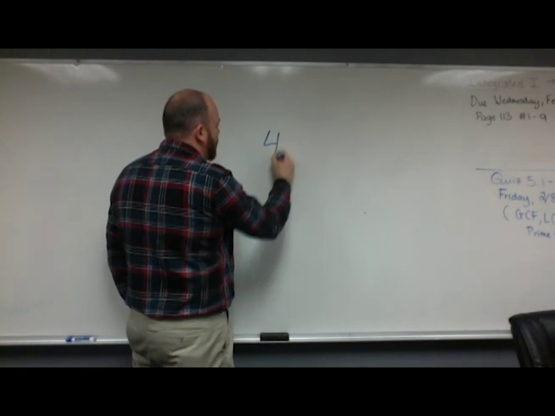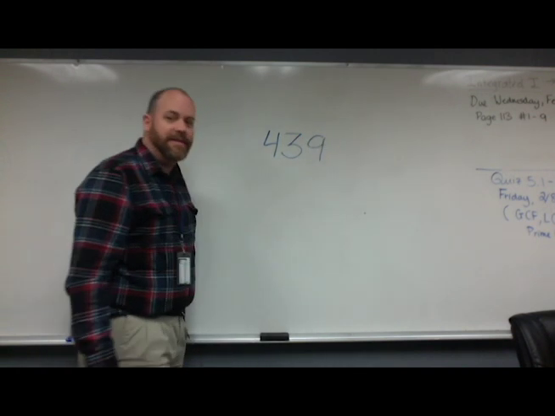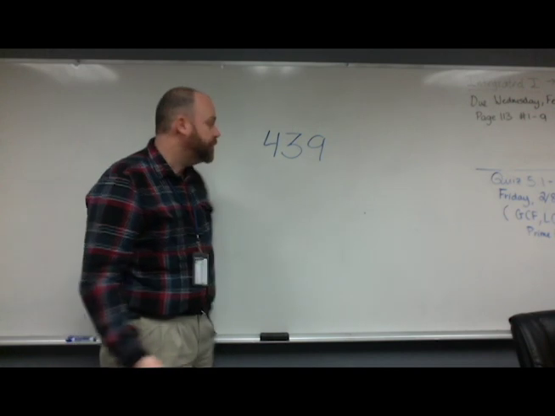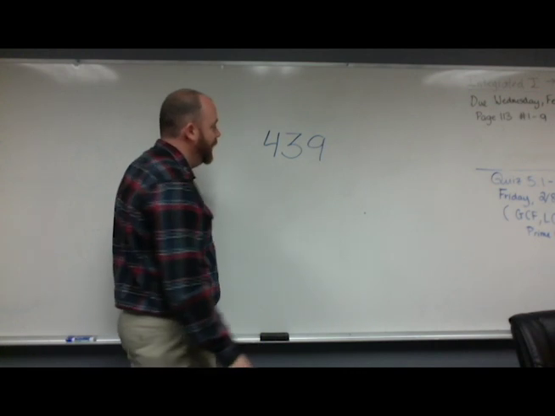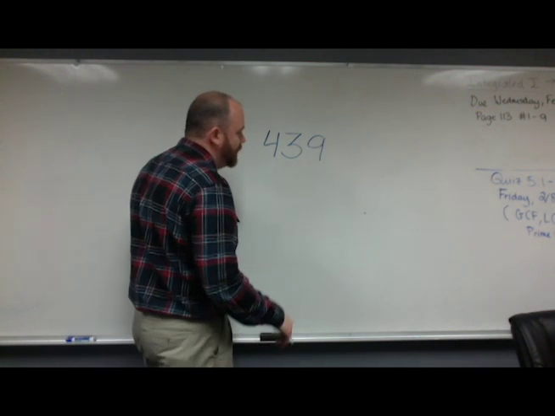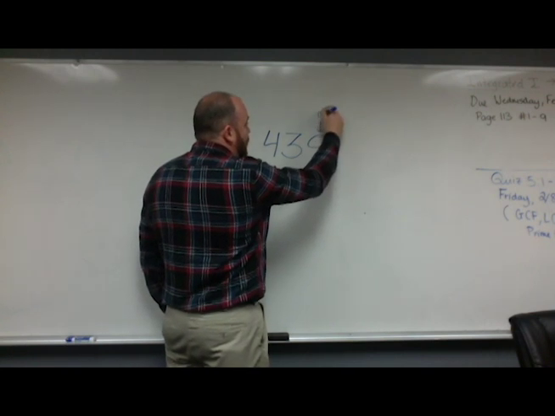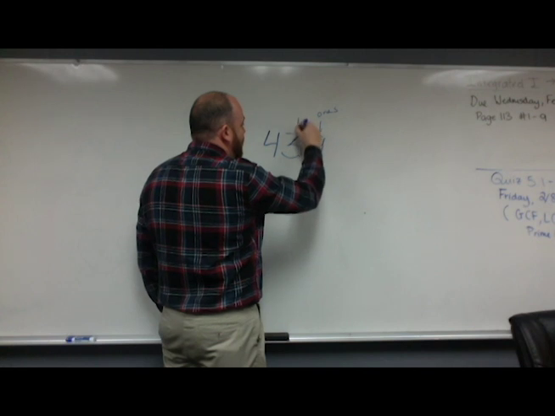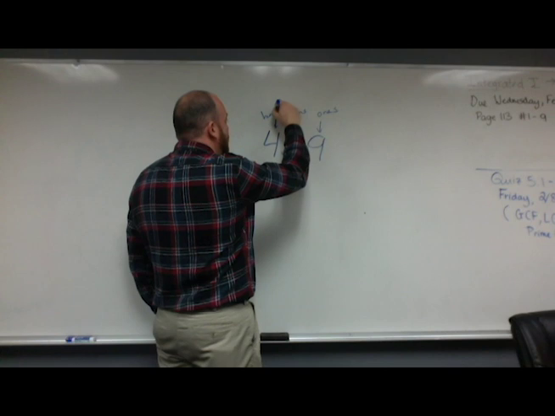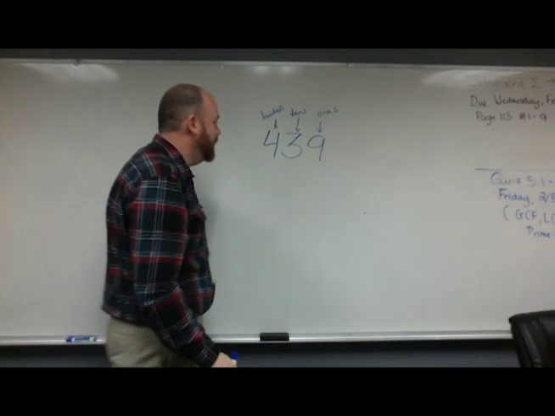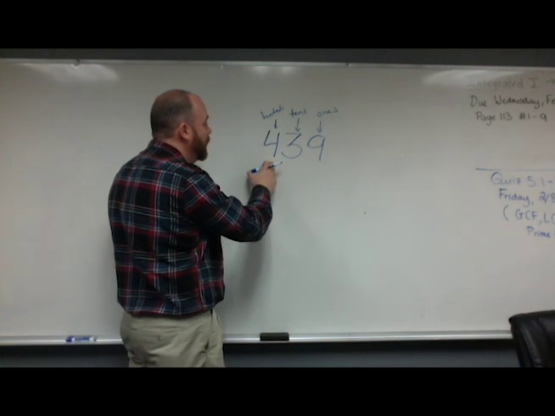Let's start with 4 again. Let's go 439. Let's say we have these 3 symbols that we're using on the board, and we want to talk about what each of these means now. Sometime in like 3rd grade or something, we may have called this the ones place, this the tens place, and this the hundreds place. Right? And so we could say, how many ones are there? There's 9 ones, there's 3 tens, and there's 4 hundreds.